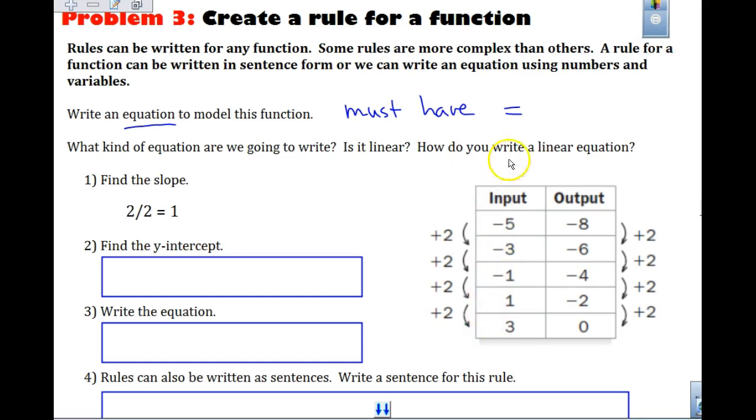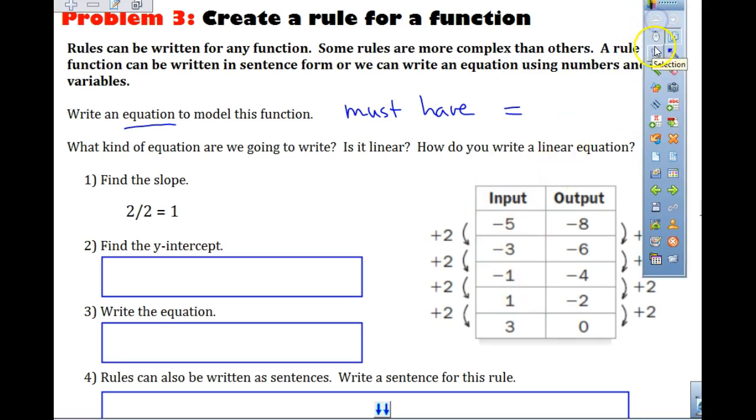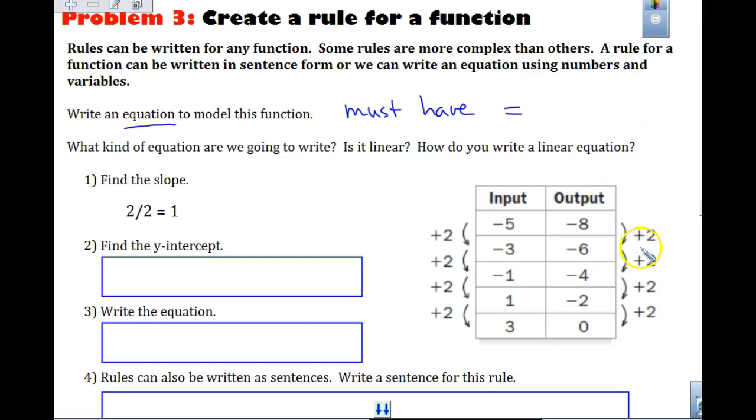Now, if we look at these values, it looks like it's going from -5, -3, -1. It's a change of 2. So the most common mistake is that people sometimes think that our slope is 2. But remember, it's the change in Y always divided by change in X.